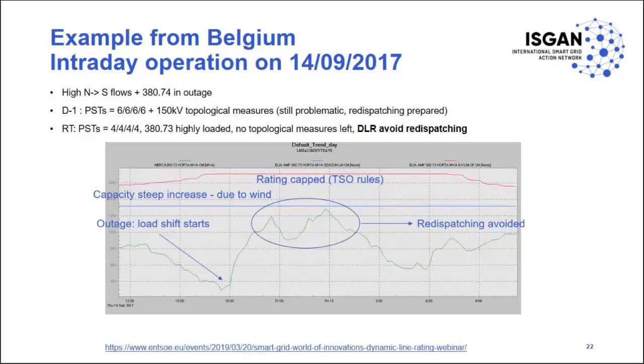However, since Elia knew with sufficient confidence that in reality there would be sufficient line capacity given by the reliable DLR, the grid would be N-1 safe without any action. This is because Elia is confident that dynamic line rating is a reliable limit to replace the static rating in N-1 security calculation. Therefore, for this particular case on the 14th of September, dynamic line rating was able to save Elia expensive redispatching actions and also the need to tap the PSTs further.